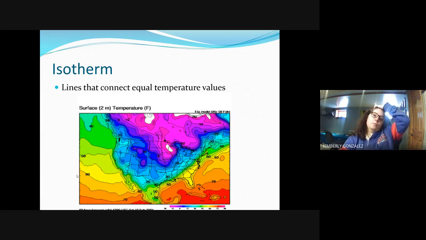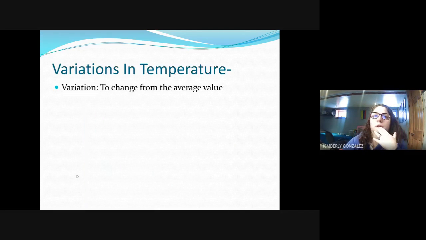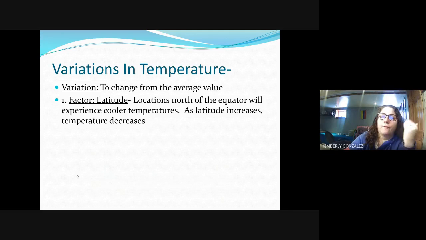Now, we're going to move on a little bit. So the isotherms we've already talked about, right? Isotherms are just temperature lines. It's just like a contour map. Instead of just iso lines, these are specifically for temperature values, right? So how do things vary in temperature? Well, if a variation is to change from the average value, the first factor is going to be latitude.